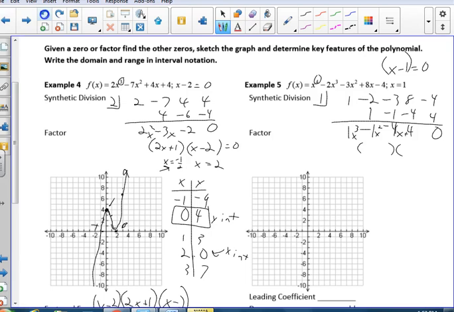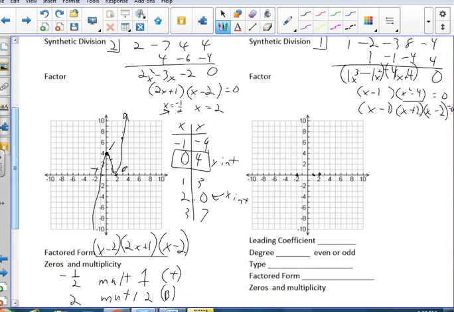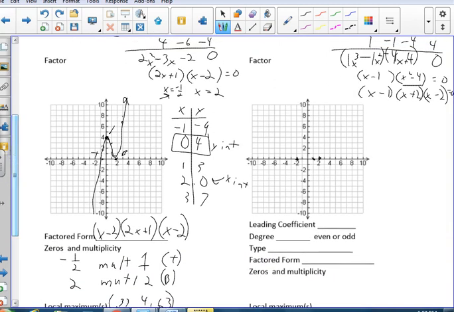We factor this. We would do it by grouping. And we would end up with x minus 1 times x squared minus 4. But this here is the difference of 2 squares, which would come out to be x minus 1, x plus 2, x minus 2, equal to 0. So we have our 3 zeros right there: 1, 2, and negative 2. We're going to be kind of tight here. Our leading coefficient is 1. The degree was 4, which makes it even. The type, quartic.